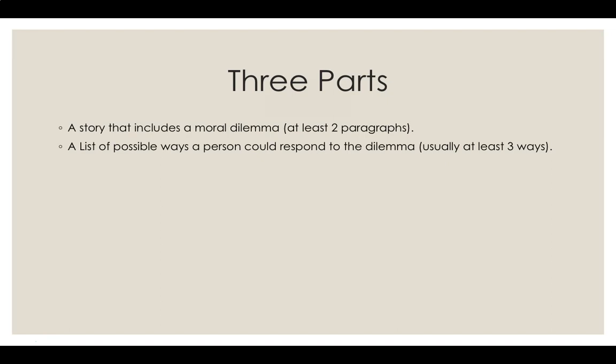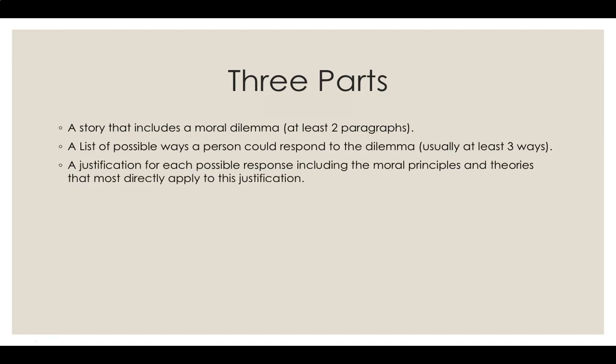The second part of the assignment should be a list of possible ways that a person could respond to the dilemma that you set up in your story. Usually this will be at least 3 ways. And then the third part is a justification for each of the possible ways of responding, including the moral principles and theories that most directly apply to each justification. Now I'm going to go through each of these and talk a little bit more.